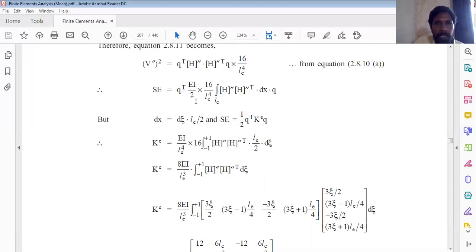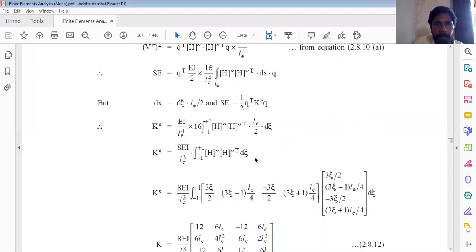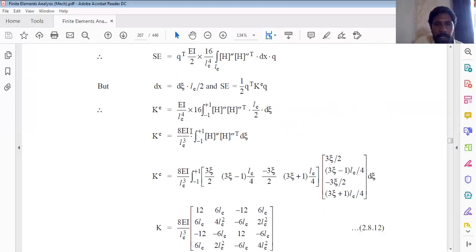That is, separating the terms of K other than Q transpose, Q and half, the terms consist of EI by Le to the power of 4 into 16 in the integration from -1 to +1 of H double dash transpose into Le by 2 into d zeta. Or K equals EI by Le cubed in the integration from -1 to +1 of H double dash transpose H double dash d zeta.